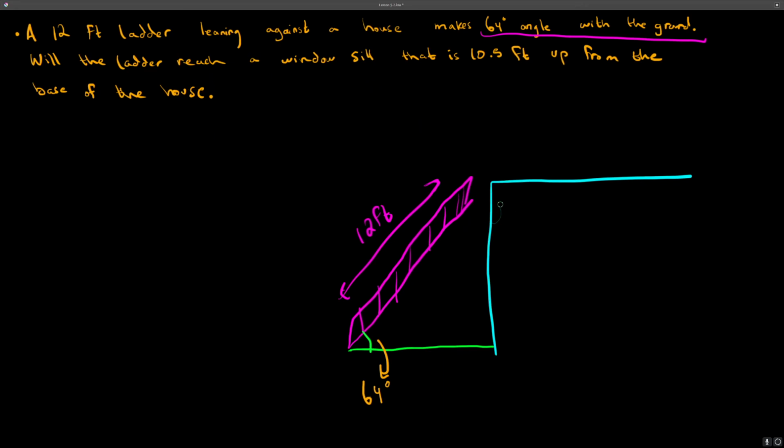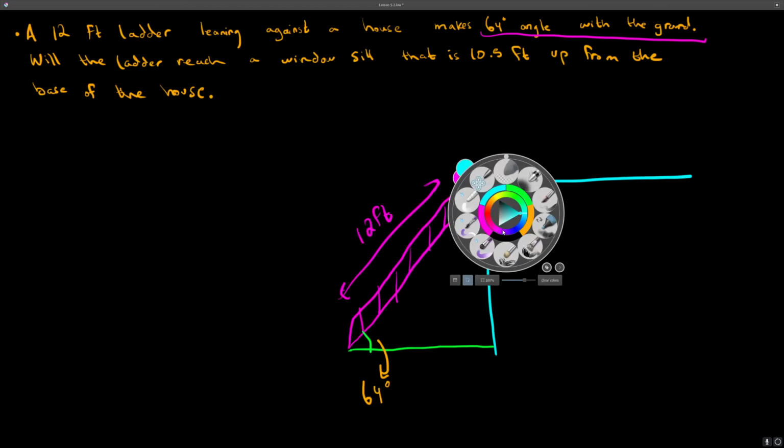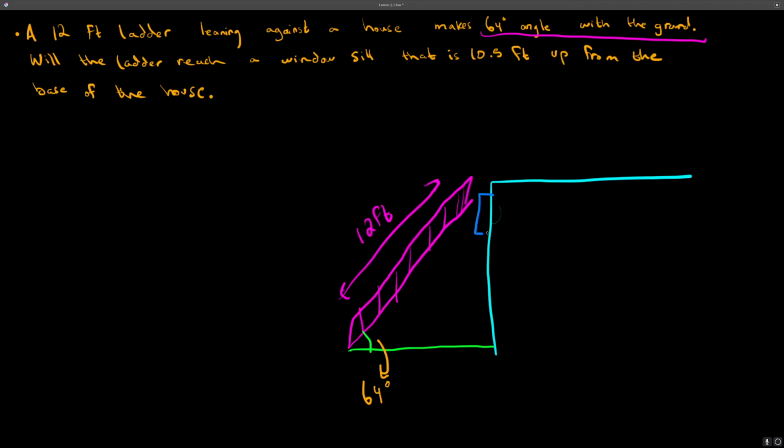And it's asking us, will the ladder reach the window? There's some kind of window here that is 10.5 feet up from the ground of the house. And it's asking, will the ladder be tall enough to reach this window? So we want to find out if the ladder will be tall enough to reach the window.